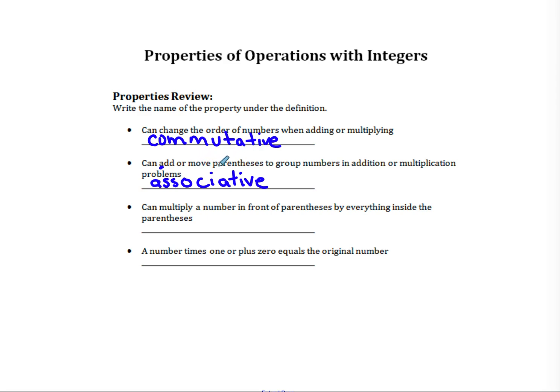So if you can add parentheses to group numbers, that's associative property. You can think about if you're associating with people, you're talking with them, you're in a group together with them. Can multiply a number in front of parentheses by everything inside the parentheses. That is the distributive property. We are actually not looking at the distributive property today, but I'm including it on our list of properties because it is one that will be very important for us a little bit later on in the year. And then our last one here, number times 1 or number plus 0 equals the original number. That's going to be the identity property.